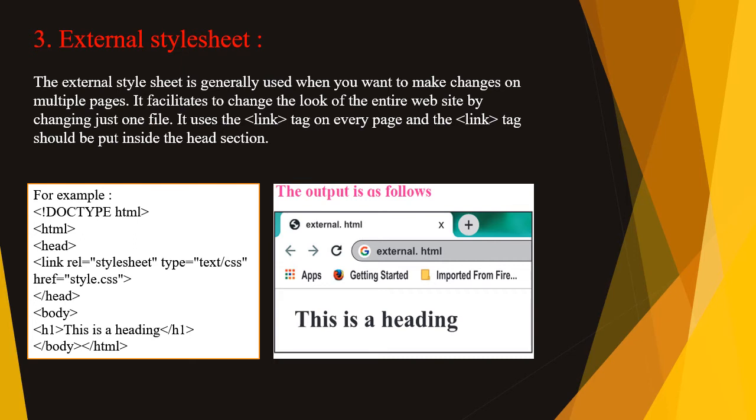For example, if we are using H1, curly braces, font size colon 12 pixel, and color red, this single line will be stored in another file, and that other file will be linked with our HTML page by using the link tag. And obviously that link tag is again placed within the heading section of our HTML code. And with the link tag we are using three attributes.